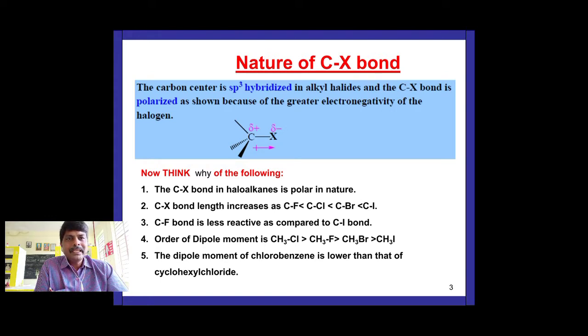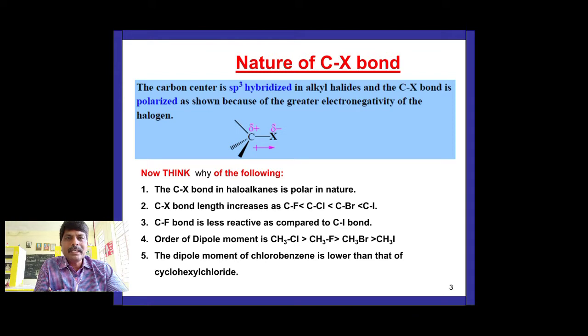Second part, you see the C-X bond length increases from top to bottom: C-F, C-Cl, C-Br, C-I. The bond length between carbon and fluorine is less than that between C and Cl, which is less than that between C and Br, which is less than that between C and I. So from top to bottom, atomic size increases, bond length increases. So among these four bonds, the C-I bond length is more, strength is less. Bond length is more, bond strength is less.